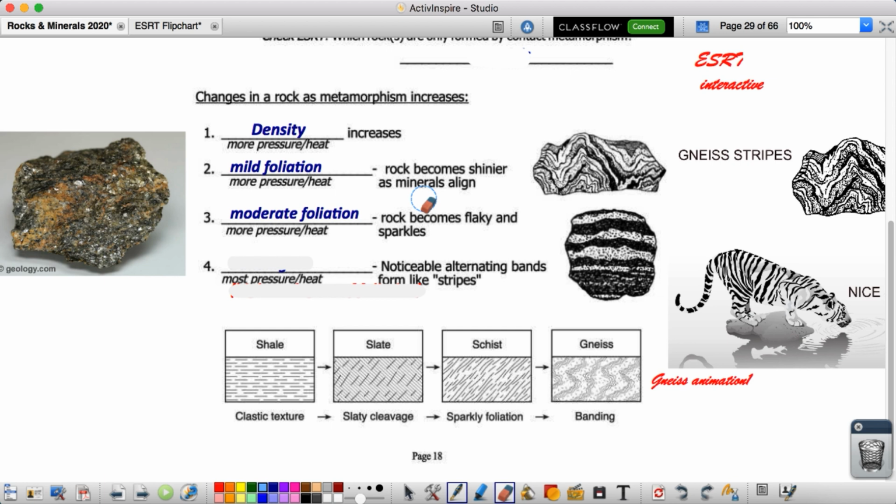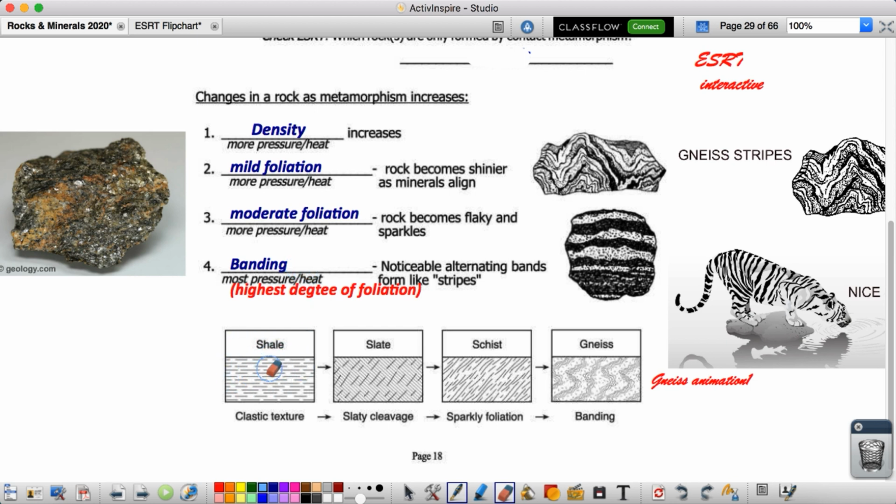And then finally, the highest level of foliation and metamorphism is exhibited by a rock called gneiss, and that exhibits what's called banding. This is the highest degree of foliation and metamorphism, the banding. So look at the diagram below.